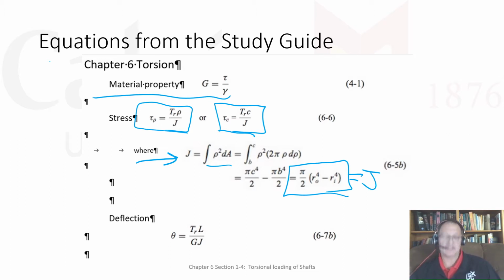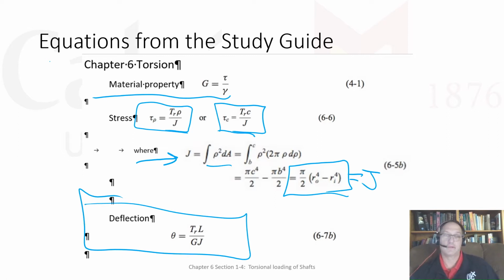Lastly, in this section we're going to talk about deflection. That's actually section 4, and we'll be talking about deflection and how we calculate that. So this is for torsion. This is the equivalent of the deflection equals PL over AE. And so we will talk about that later. That's not something we need to jump into quite yet.